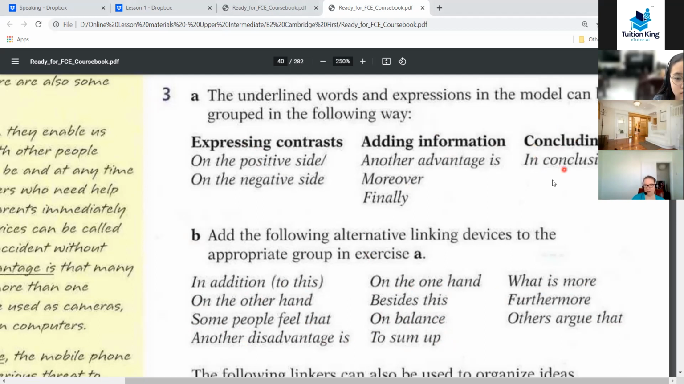Okay. All right, so let's look at the first one together. In addition, what do you think this linker does? What is the purpose of "in addition"? Does it express contrasts? Does it add information? Or does it conclude? Any ideas? Concluding. No, it doesn't conclude, but thank you, Wan Yan. Ah, very good. I have somebody else here.